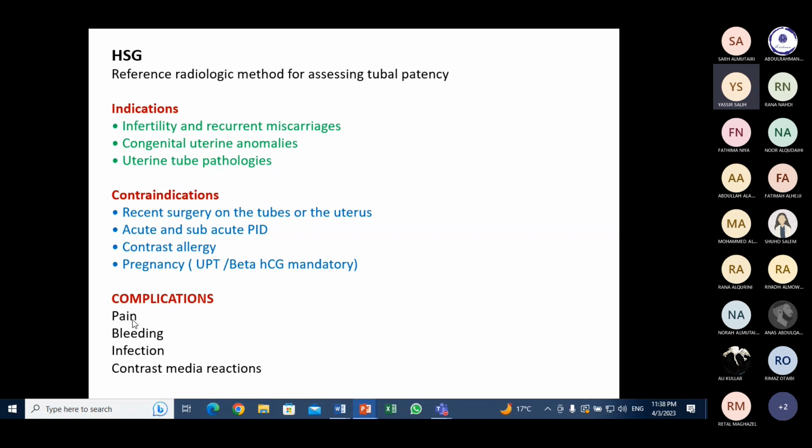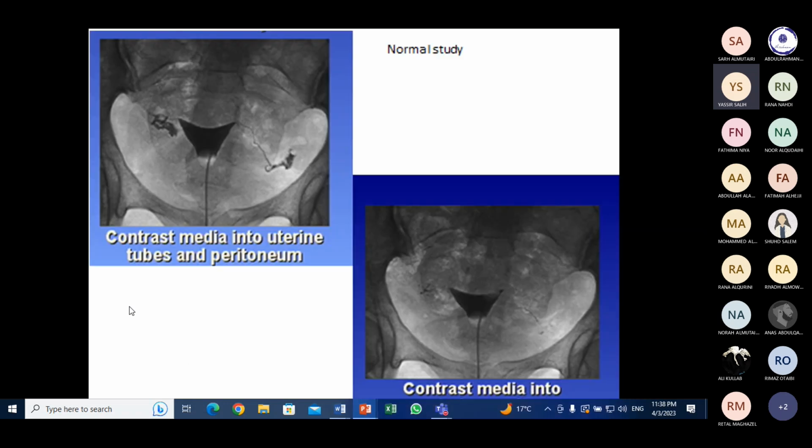Complications are not common but could include pain. This pain is usually mild, and sometimes there is no pain. Bleeding is also not common, minimal bleeding or none. Infection may occur later. Contrast media reaction is very rare. These are suspected complications although they are not common.